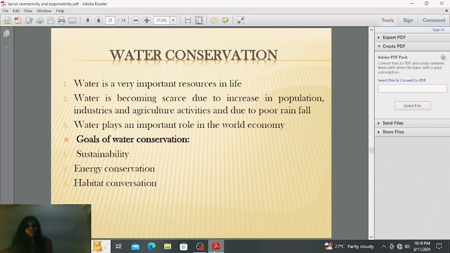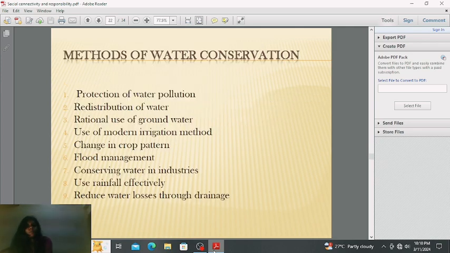Some of the goals of water conservation are sustainability, energy conservation, and habitat conservation. Some of the methods through which we can conserve water are protection from water pollution and redistribution of water, rational use of groundwater, use of modern irrigation methods, change in crop pattern, flood management, conserving water in industries, use of rainwater effectively, and reducing water losses through drainage.